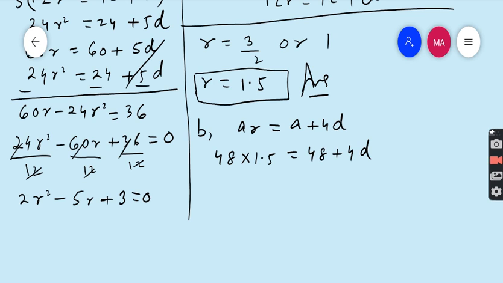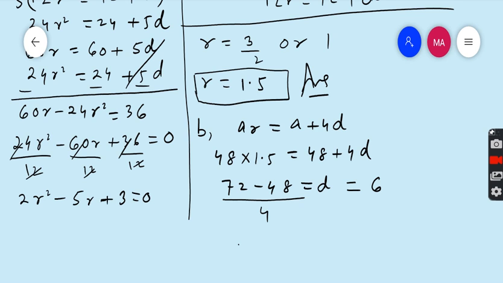So 48 into 1.5 is 72. 72 minus 48 is equal to 4D. I am also dividing by 4 because 4 is multiplied by D, so it should be divided over here. So with the help of a scientific calculator, 72 minus 48 upon 4 is equal to 6. So D is equal to 6.